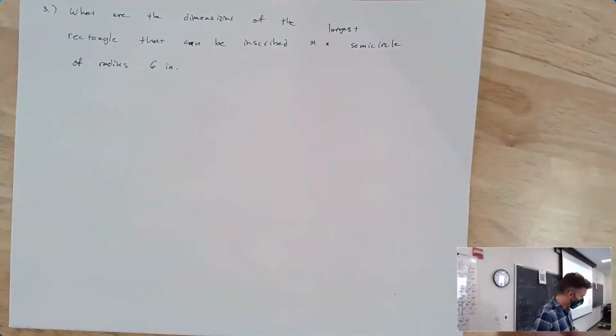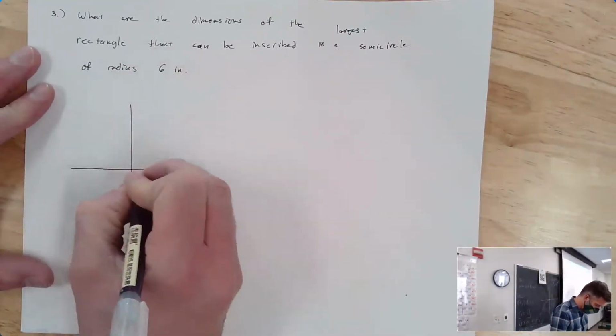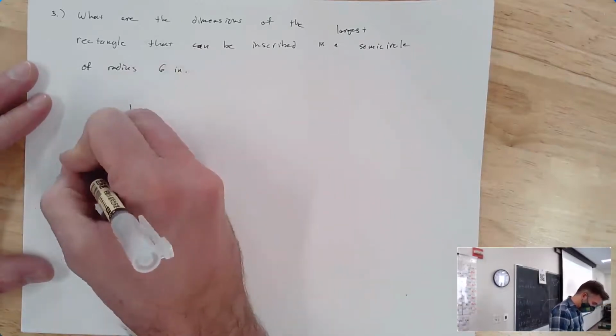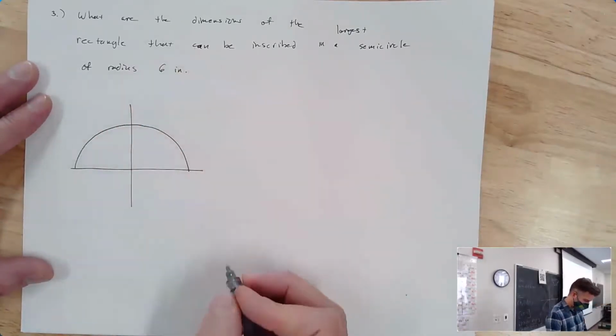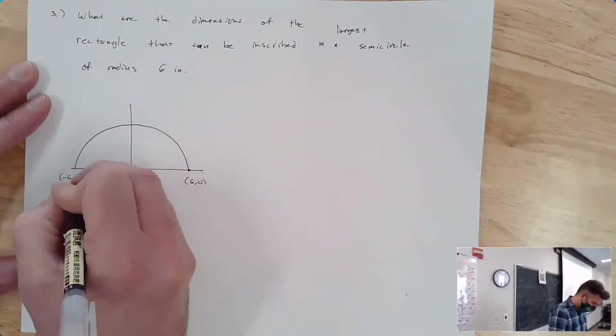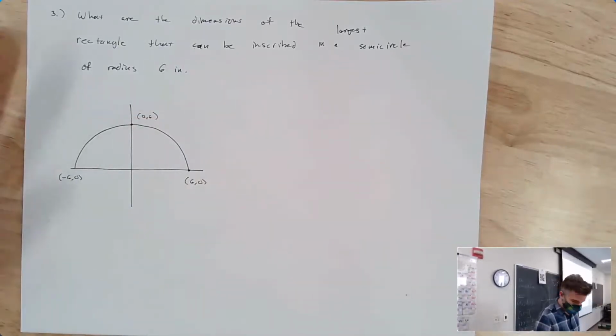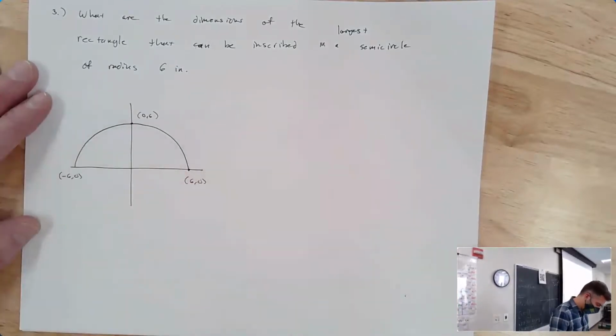And I'm going to show you two ways of doing this, because one is the more usual way, but the math is gnarly, and the other way is a lot slicker, but it's a little less obvious. So let's do it the hard way first. So here is my semicircle. Radius 6. And here's my inscribed rectangle.